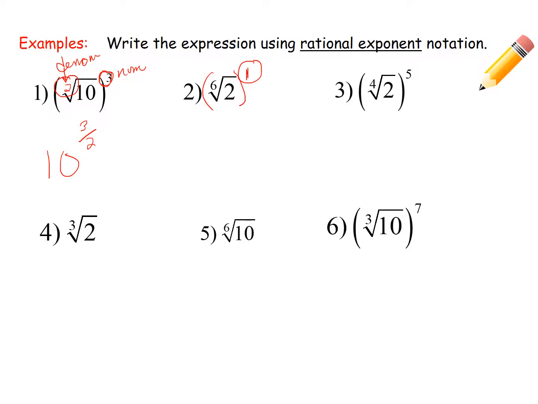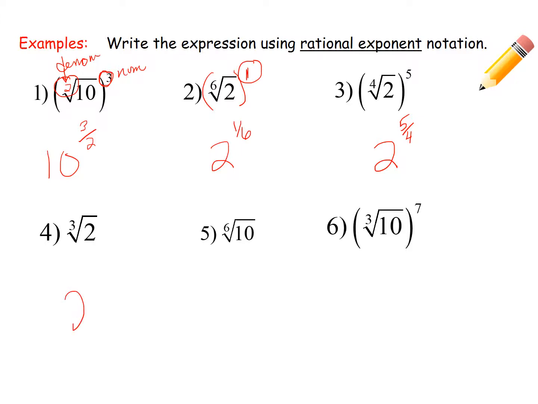So we have the 6th root of 2 raised to the power of 1. That changes into rational form as 2 to the 1/6. If we go to number 3, we have a base of 2. We're going to have a fraction as our exponent, and we're going to have 5 over 4, because that power is my numerator and the index is my denominator.